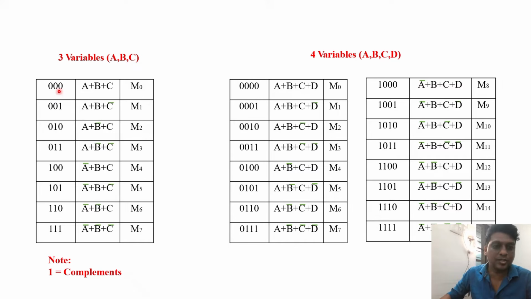For 3 variables it is the same case. It starts from 000 and ends at 111. 000 is represented as A plus B plus C, that is M0, capital letter M0. Similarly we write for all the variables. For 4 variables it starts from 0000 and ends at 1111, so the max terms go from M0, M1, M2 till M15.